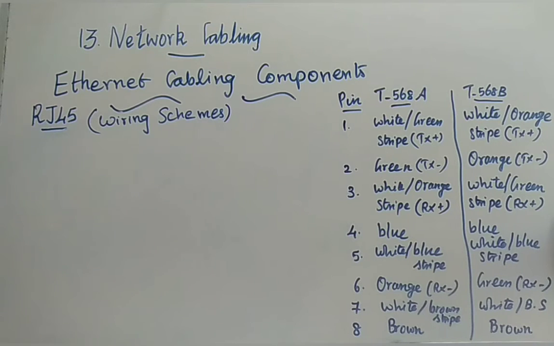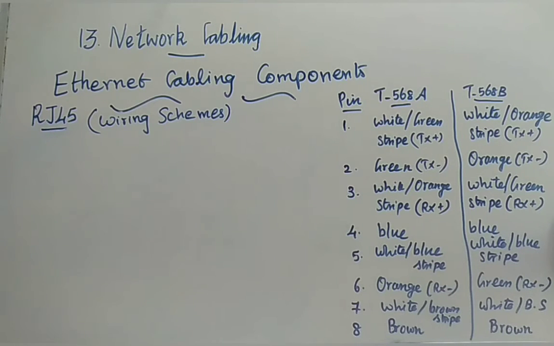The next one is B, another method. With these two methods, you can do the configuration, whichever is better for you; you can choose that one. So under B, which colors does pin 1 have? White orange. Pin 2 has orange. Pin 3 has white green. And pin 4 has the blue color.